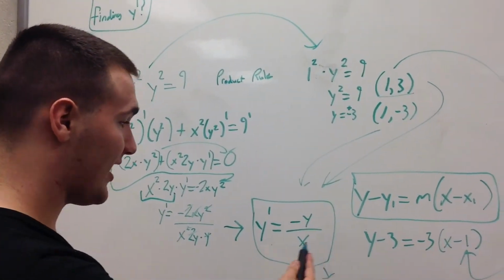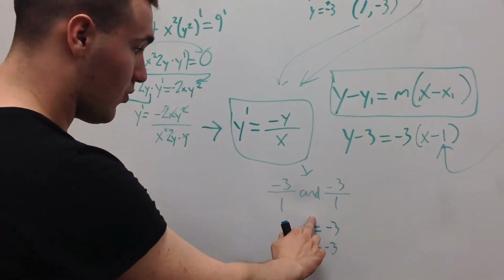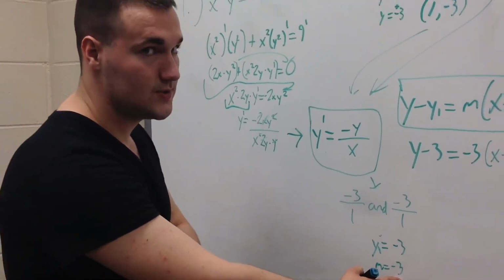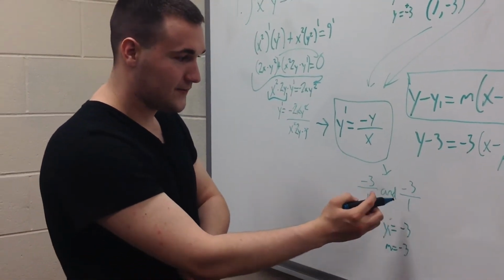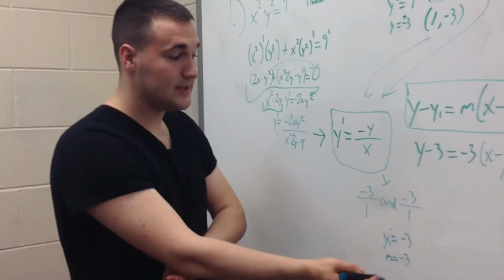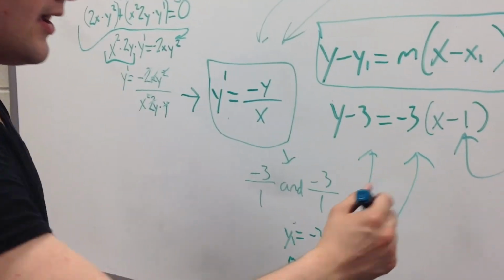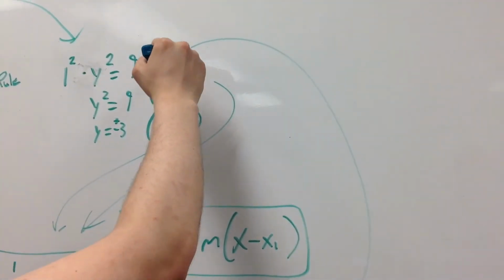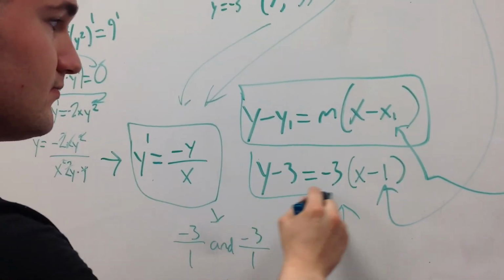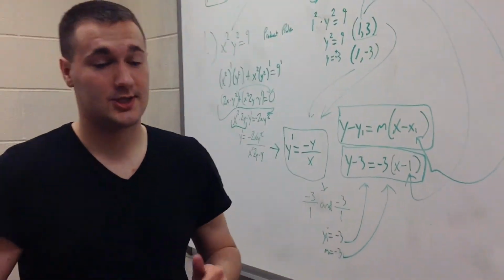So then I go back here and prove it too. So my y1 is negative 3, and my m is equal to negative 3. And that's after I plug that into my y prime. So now I have this, so now I can just go ahead and plug that in there. And remember your x1, so you can just plug that right in there, and that's it. And then you have your slope formula. And that's how you do it with implicit differentiation.